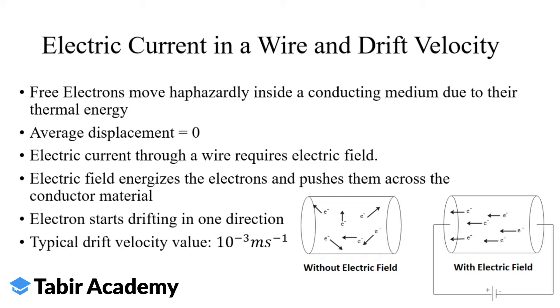So the power supply in the figure is actually providing you the electric field. The positive terminal of the battery is connected to one end of the conductor and the negative to the other end. Electrons carry negative charge, hence they are attracted towards that end of the conductor where the positive terminal of the battery is connected. As a result, electrons will start drifting towards that end of the conductor. The velocity with which the electrons are moving in the presence of an electric field is called drift velocity, and the typical value of drift velocity is about 10 raised to power minus 3 meters per second.